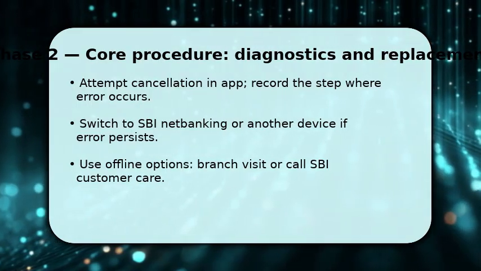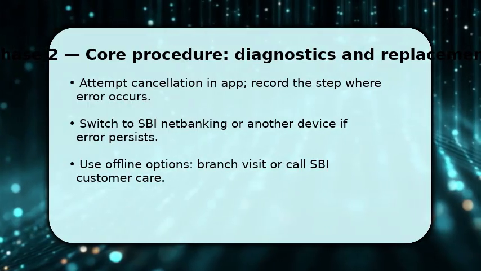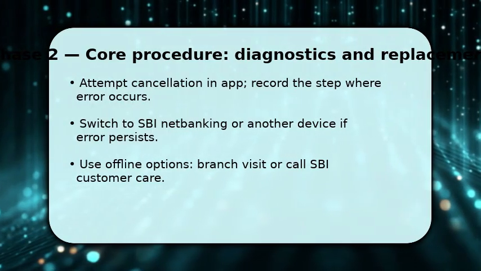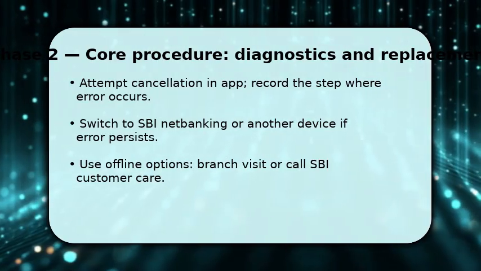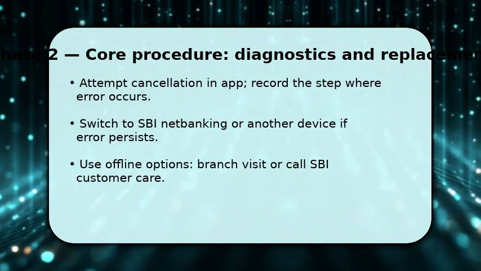If the error persists, call SBI Insurance Support and quote the error text, or schedule a branch visit with your documents. Give the screenshot and policy details to expedite processing.